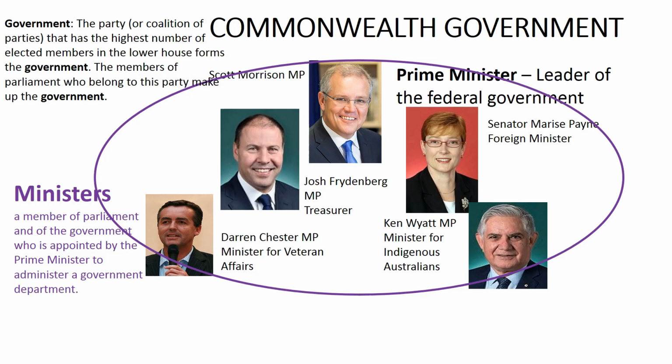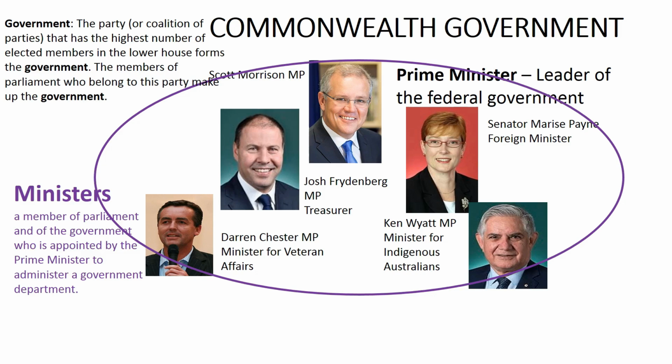I've given you 4 examples of ministers in the current government. These are Josh Frydenberg, who's the Treasurer, Senator Marise Payne, who's the Foreign Minister, Darren Chester, who's the Minister for Veterans' Affairs, and Ken Wyatt, who's the Minister for Indigenous Australians. You can see that the ministers can come from both the House of Representatives and the Senate. The important thing is that these people are all members of the party that won the highest number of seats in the House of Representatives, that is, in the lower house.